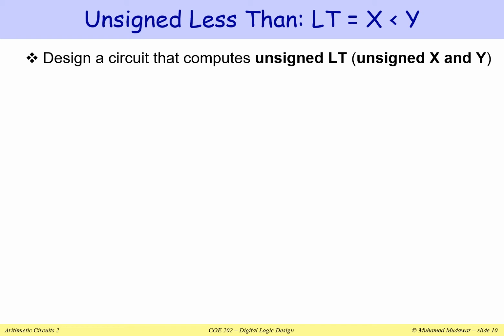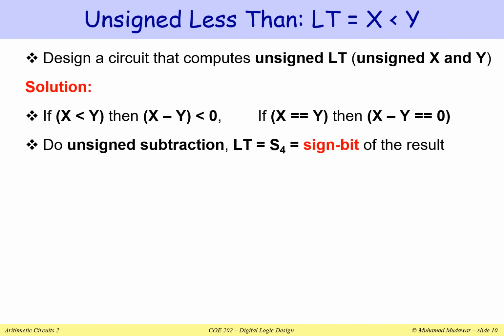differently. So in order to check if x is less than y, I can calculate x minus y. So I'm going to use a circuit that calculates x minus y. If x minus y is negative, then it means that x is less than y. That's another way to check if x is less than y. If I would like to check for equality, x is equal to y, then I can check if x minus y is equal to 0.